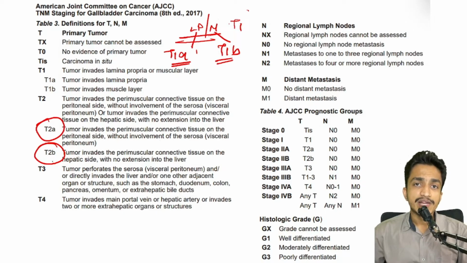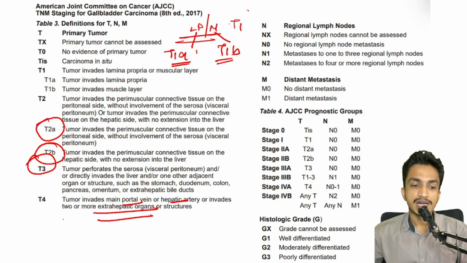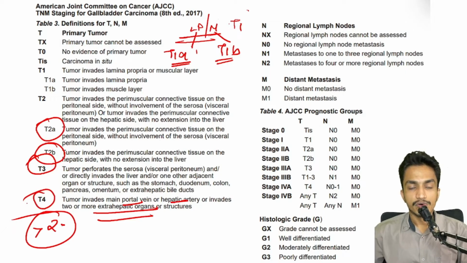Now if it invades beyond the serosa and into the adjacent organs like stomach, duodenum, colon, pancreas, omentum, or it goes into the liver after invasion of the serosa, then it is T3. And if it invades into the hepatic artery or portal vein or extrahepatic organs, but that should be 2 or more, then it is T4. But if it's a single organ involvement, then it is usually not T4, but it should be 2 or more organs with invasion into the hepatic artery or the portal vein.